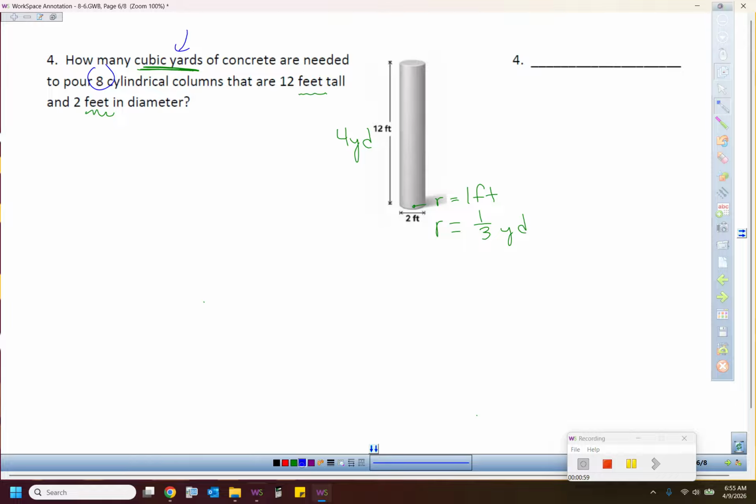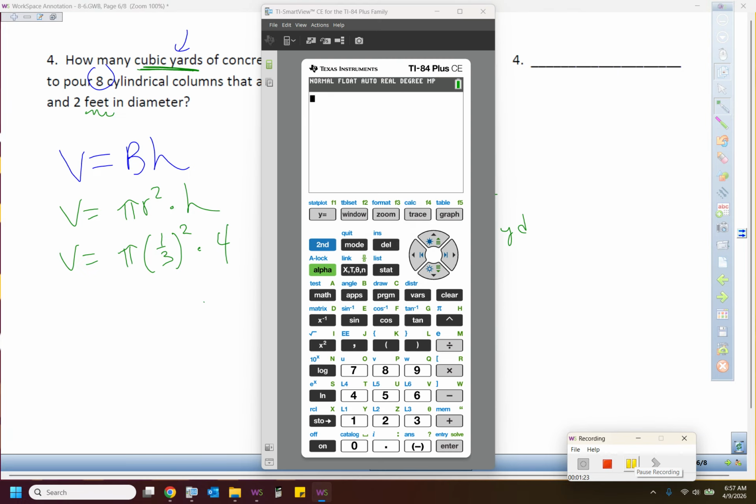So we'll start with our formula for volume of a cylinder, which is base area times height. I'm kind of in the mood to change that capital B to pi r squared because it's a circle. And then we'll deal with the height. So we'll sub all this stuff in: pi times our radius, remembering we want the 1/3 in yards, that's going to get squared, times our height right there.